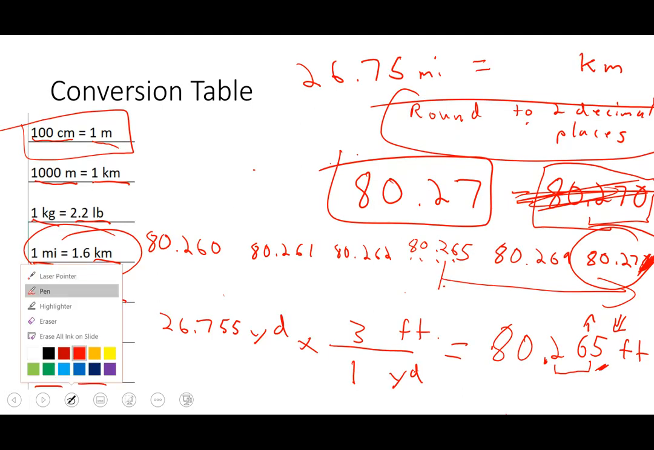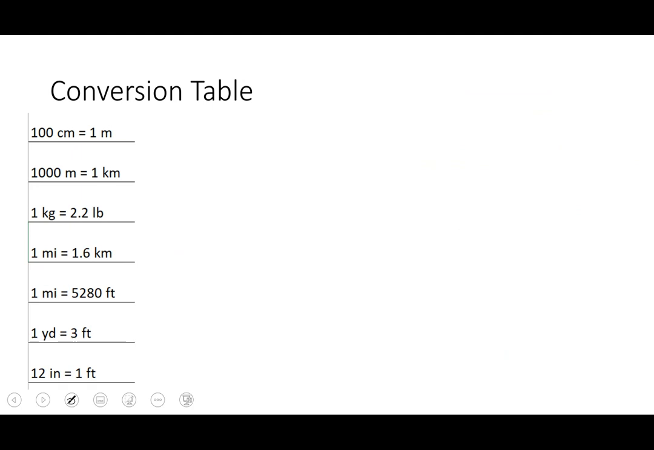Let's do another example. Let's say I had 70.265 pounds, and I wanted to convert it to kilograms, and I wanted to round to 2 decimal places.